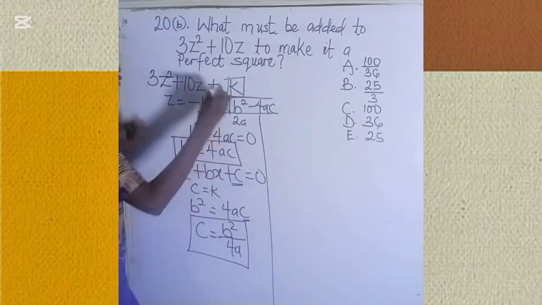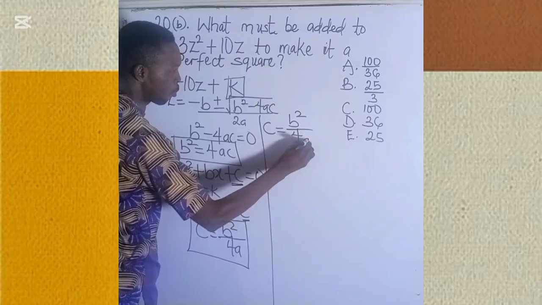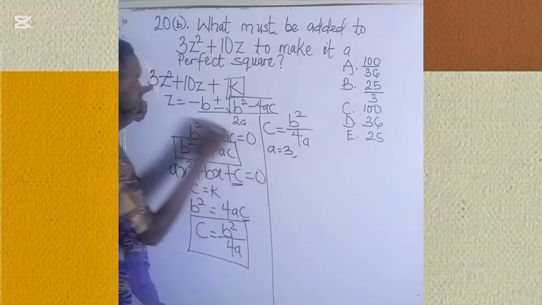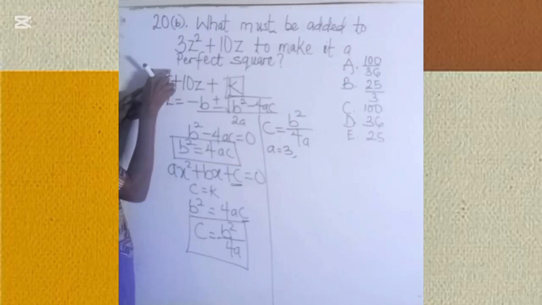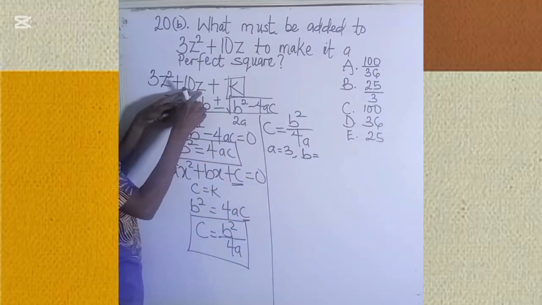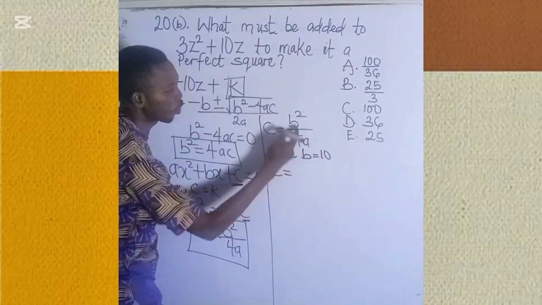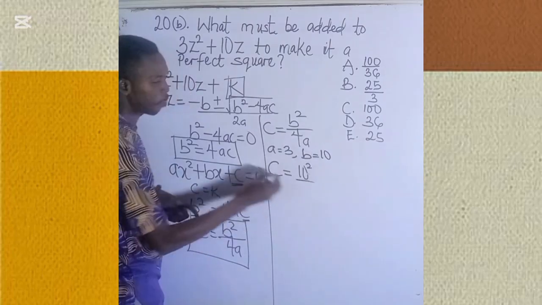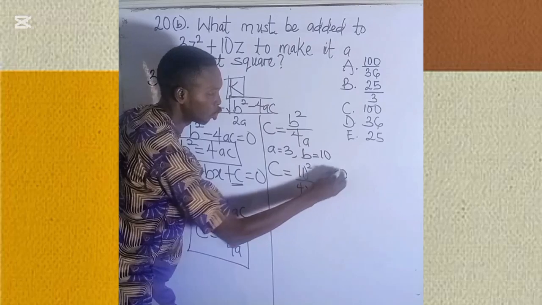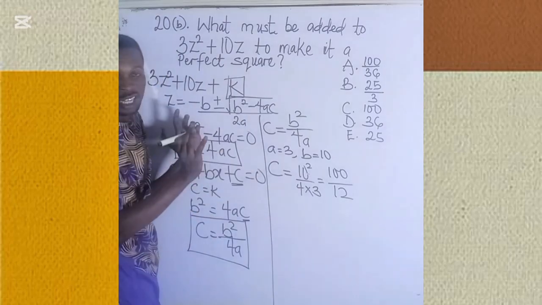So let's solve this question. We have c equal to b squared divided by 4a. What is a? a is 3, the coefficient of the letter with the power 2. Now, b is the coefficient of z, that's 10. Then c is equal to b squared, that's 10 squared, divided by 4 multiplied by a, which is 3. 10 squared is 100, divided by 4 times 3, that's 12. I have already found the constant that I want to add.